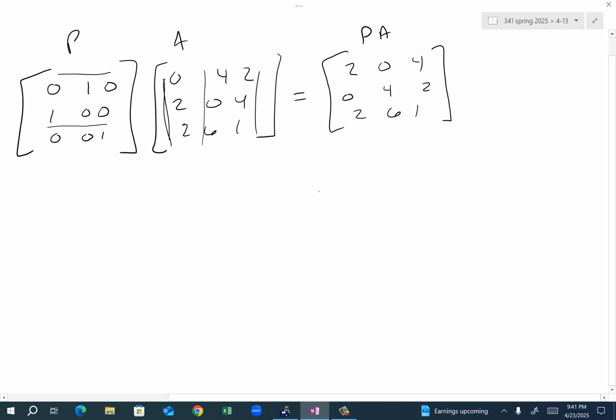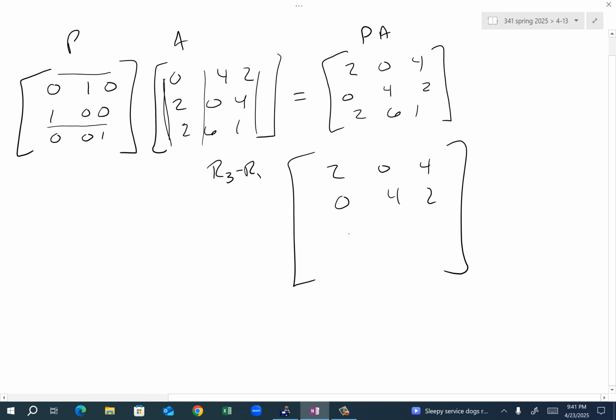What I'm going to do now is find the LU factorization of PA. So when I do this, it's really easy because I already got a 0 there. So it's just going to be R3 minus R1. And so that's going to give me 2, 0, 4, 0, 4, 2. And then 0, 6 minus 0 is 6. 1 minus 4 is negative 3.